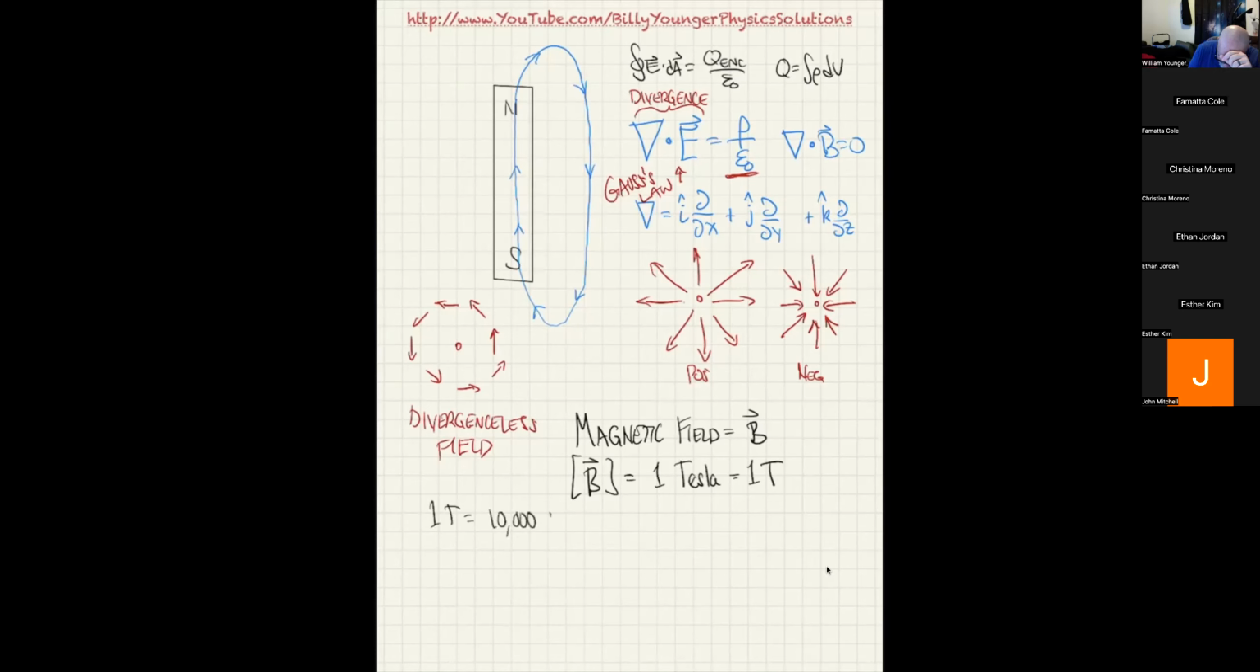I didn't really look that up, by the way, so it wouldn't hurt if y'all double check me on that. But anyways, 1 Tesla is 10,000 Gauss, and the Earth's magnetic field's about a half a Gauss. So that gives you some idea of what this unit, the Tesla, is. And again, that is named after Nikola Tesla, who was actually quite the character.